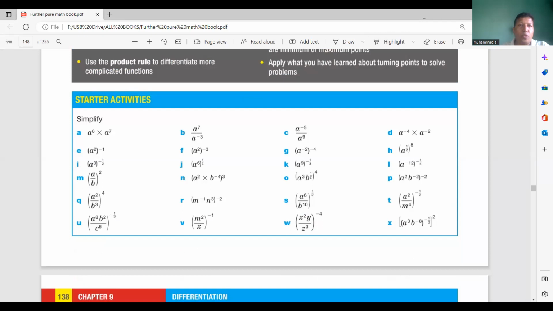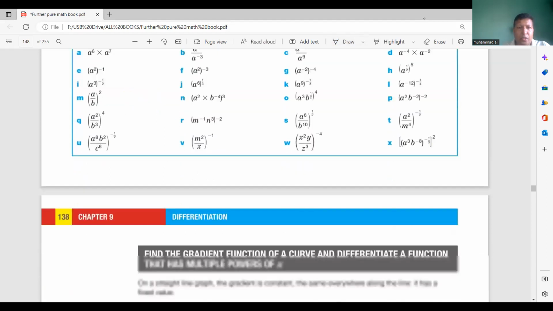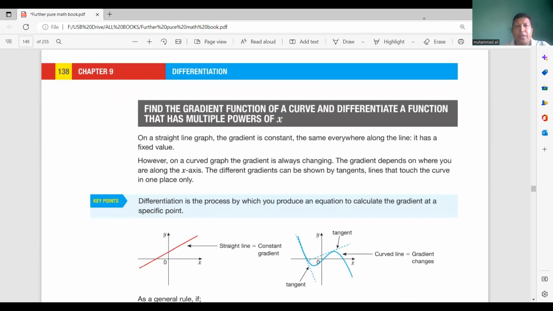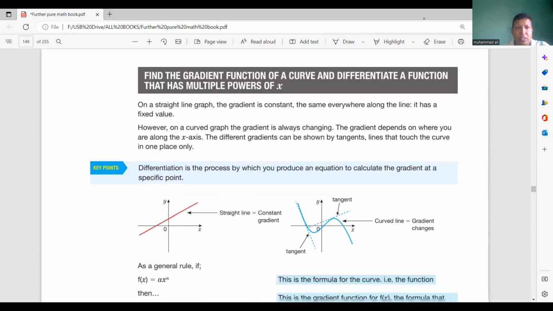We need to know about the index rule. Like here, e to the power 6 multiplied by e to the power 7. The index rule is, if the base is the same, the powers are added. So e to the power 6 plus 7, so it will be e to the power 13. We need to know these things. And another thing, find the gradient function of a curve and differentiate a function that has multiple powers of x.